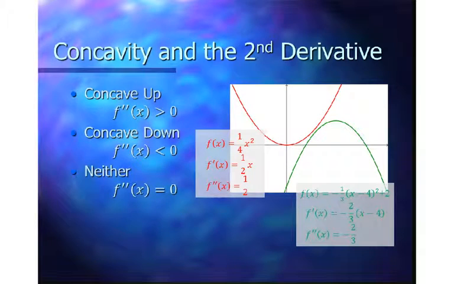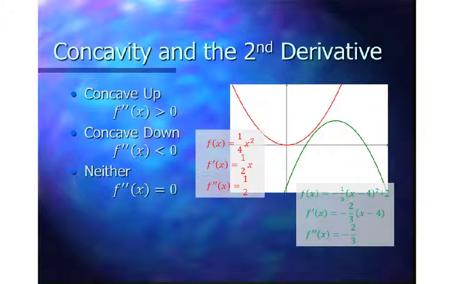So if we look a little closer at these two curves, you'll see that I've given you the equation of the red one. It's f of x is 1/4 x squared. And if we take the derivative of that, we get 1/2 x. And if we take the derivative of that, we get 1/2. So what we see is that these functions that are concave up have a second derivative that is positive.